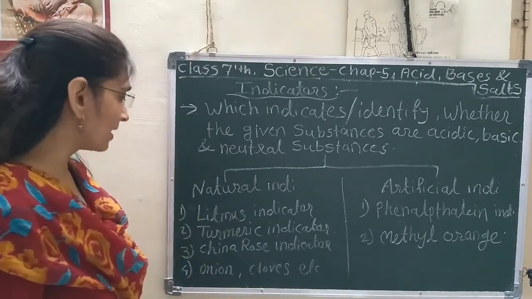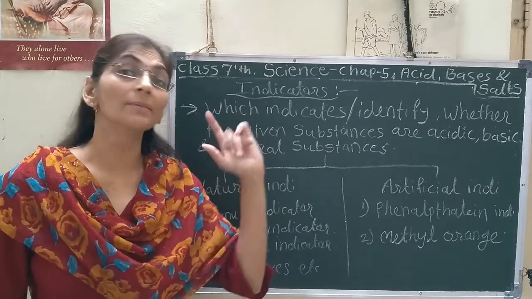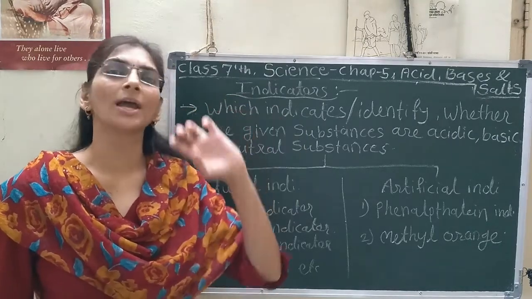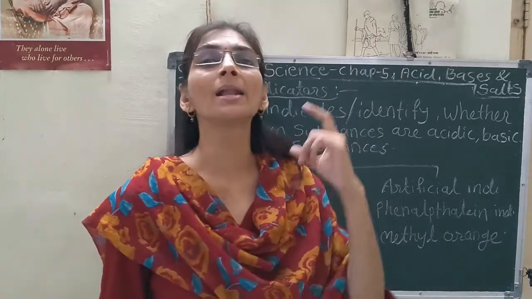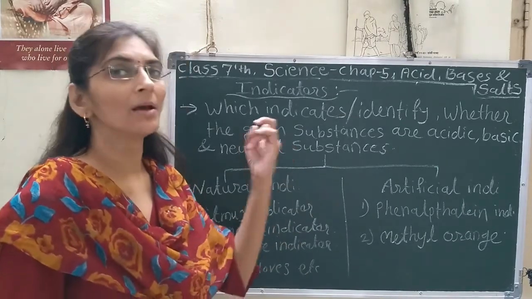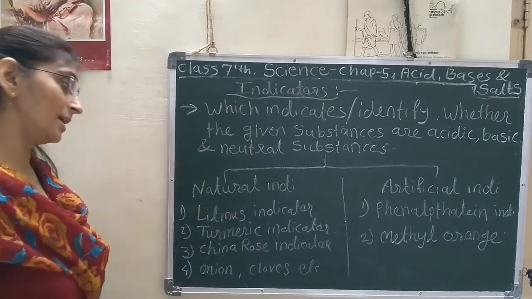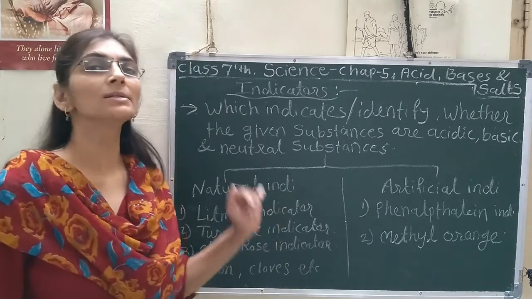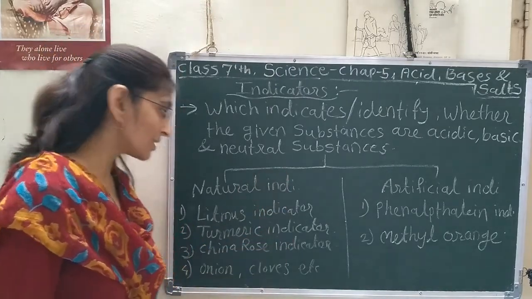The third one is China rose indicator. China rose means the hibiscus flower, which we see around us. By using China roses we can prepare the China rose indicator, and it is pale yellow in color. It also indicates whether the given substance is acidic, basic or neutral. There are many other natural indicators, such as onion and oil of cloves. This was about natural indicators.